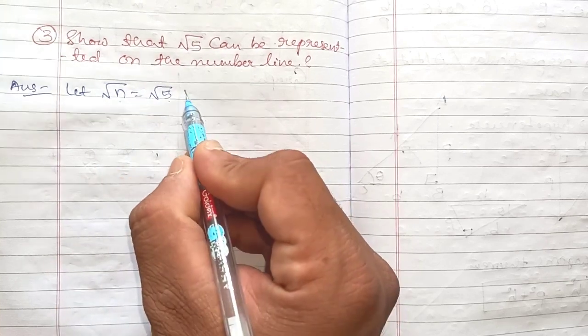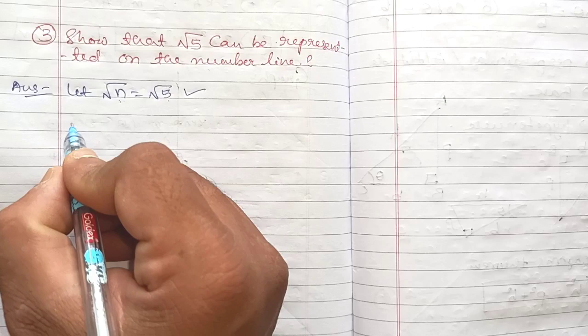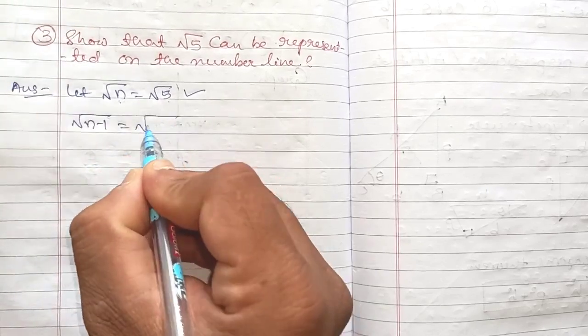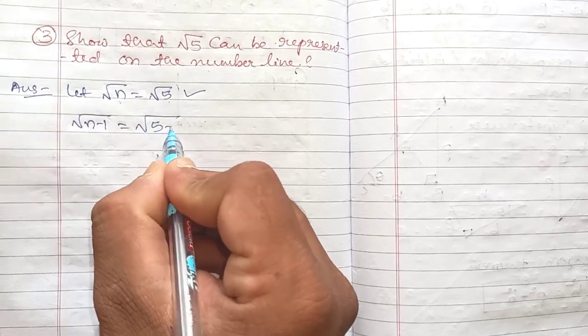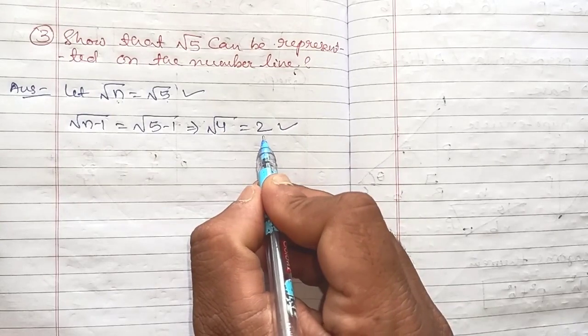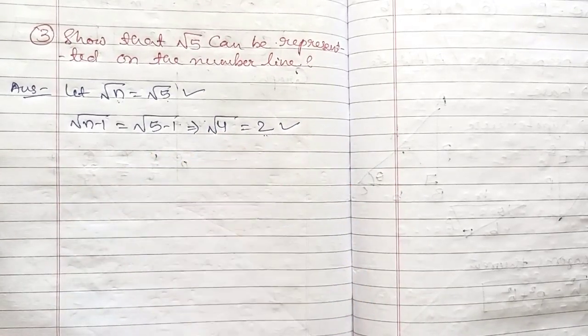To find any root n, that means root 5, on a number line, you have to find what is root n minus 1. So what is root n minus 1? What is n? n is 5. 5 minus 1 is 4. Root 4 is 2. So this is the value which we have to draw on a number line, and with that we have to do the construction.